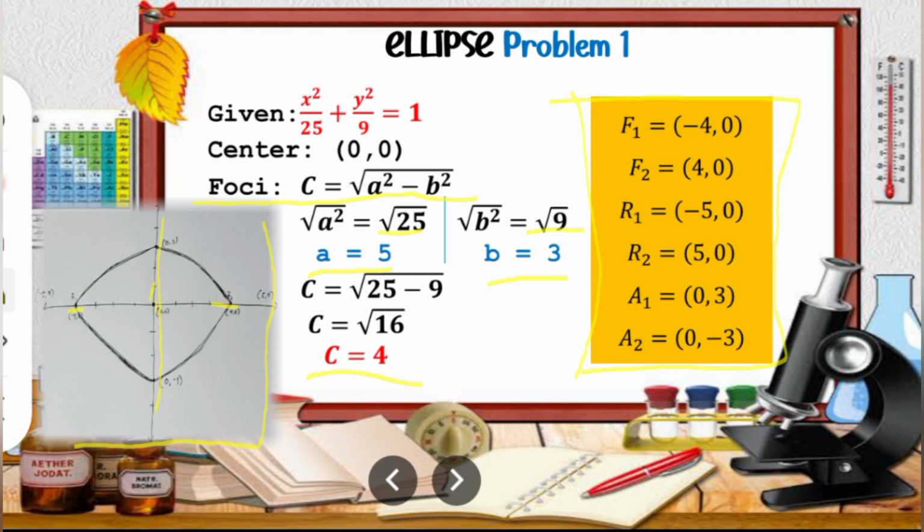Our value of a is negative 5, 0 and positive 5, 0. And our value of b is 0, positive 3 and 0, negative 3. So that is our example on how to get the center and foci of our ellipse.